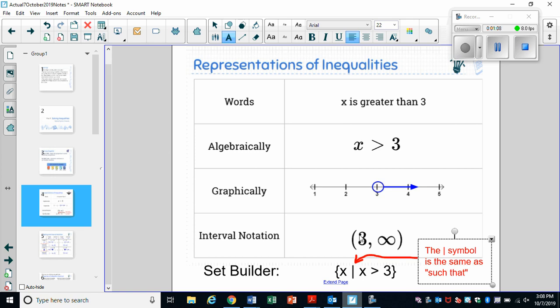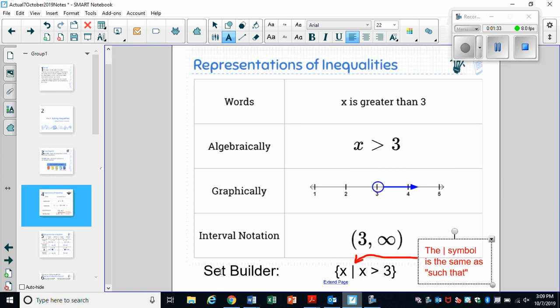Interval notation. You have either parentheses or brackets. We can talk about when you use parentheses or brackets. In this case, since it's open circle, we use parentheses, and it's from 3 to positive infinity, because remember the arrow, your line can go on forever and ever.